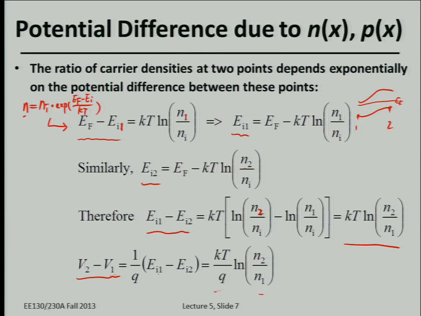What I want you to keep in mind for these slides is that the potential difference across a non-uniformly doped semiconductor is only a matter of the doping concentration at the two points, regardless of the doping shape. It could be a linear gradient or a parabola shape; it doesn't matter. The voltage difference between the two is only a function of the doping difference at the two ends. That's going to simplify our problems.